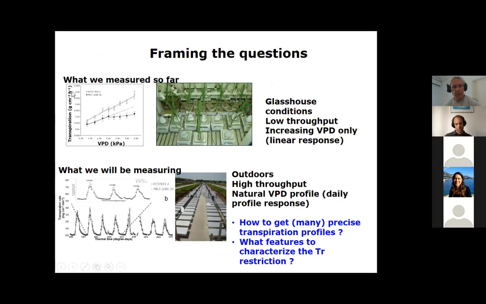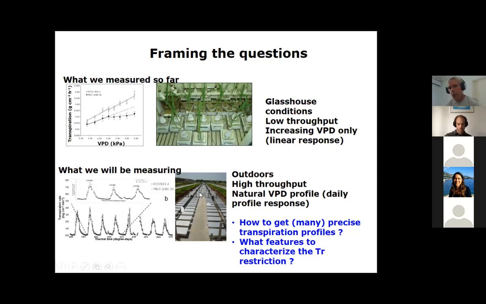That's what we have been measuring so far, a transpiration response to VPD in a situation of a growth chamber where everything is controlled, the VPD, the light, everything, but we really can't scale up to the level where you can do genetics. And so what I developed when I was still in India was a system where we could do that outdoors. So that's what you've got in the picture here at the bottom.